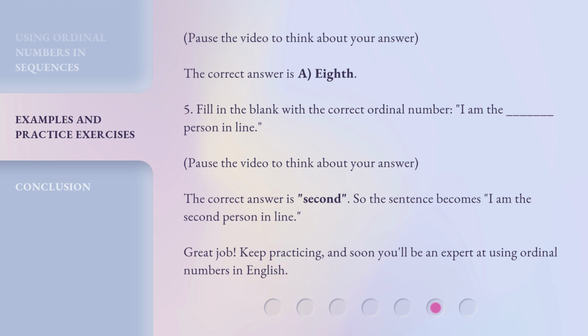2. Fill in the blank with the correct ordinal number. I am the blank person in line. Pause the video to think about your answer. The correct answer is second. So the sentence becomes, I am the second person in line. Great job! Keep practicing, and soon you'll be an expert at using ordinal numbers in English.